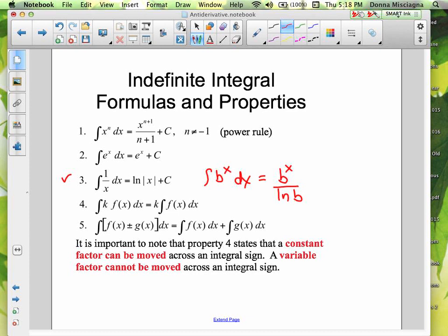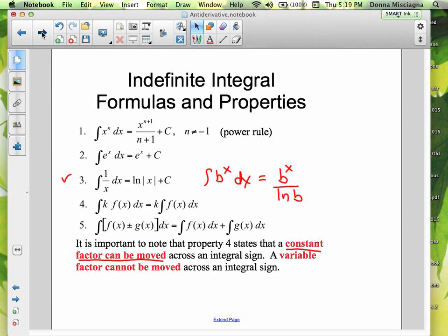Constant multiple rule is number 4 there. You can move the constant multiple out. So any constant factor can be moved across the integral sign. It was the same with the limits, if you remember. Anytime you have a constant factor, you can just move that in front. But a variable factor cannot. Just a constant factor can be moved across. And then the 5th rule is that if we have the integral of a sum or difference, it's the same as the integral of each of those separate terms. Makes it a little easier.